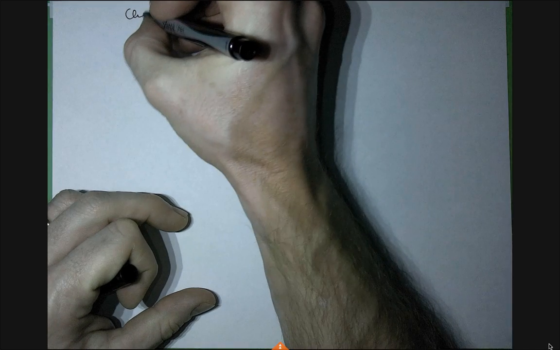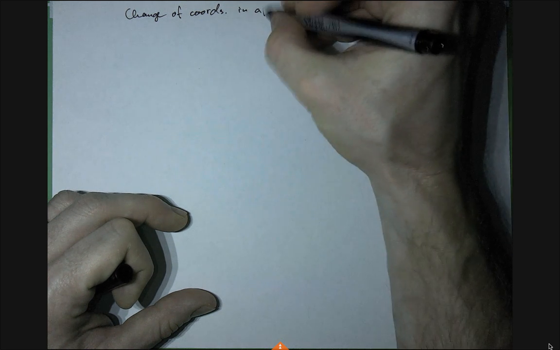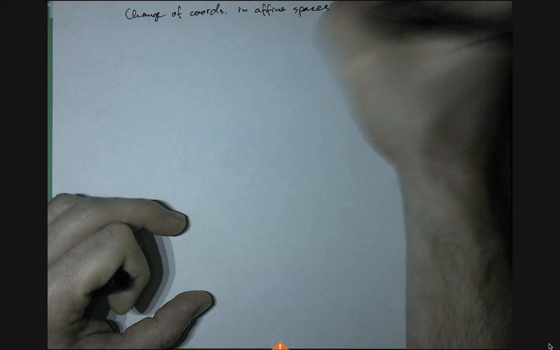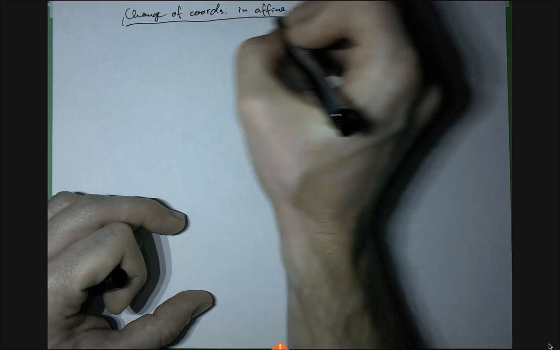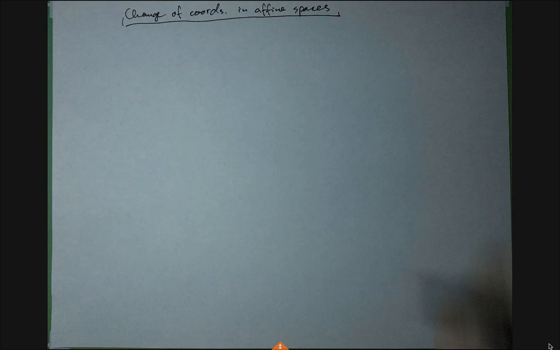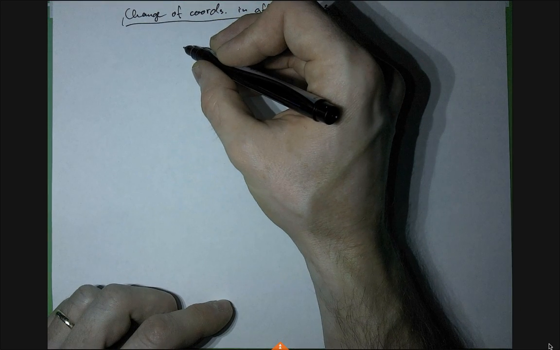It will be just slightly different because of the translation. So, change of coordinates in affine spaces. So let's try to do a similar picture. In affine spaces, we have these coordinate systems which can be centered at any point of the affine space.